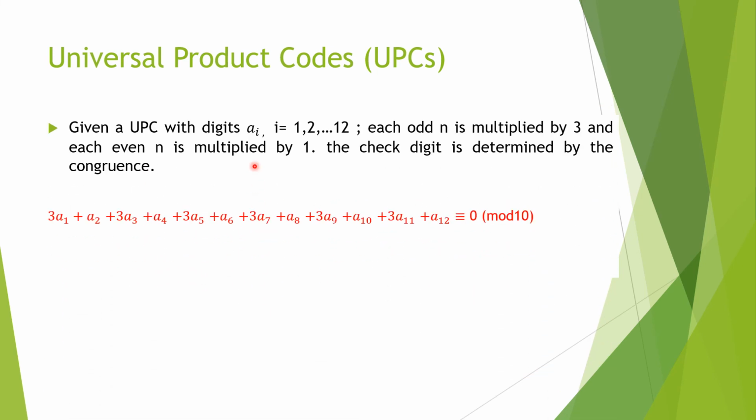Given a UPC with digits a sub i, where i ranges from 1 up to 12, each odd-positioned digit is multiplied by 3 and each even-positioned digit is multiplied by 1. The check digit is determined by the congruence 3a sub 1 plus a sub 2 plus 3a sub 3, up to plus 3a sub 11 plus a sub 12, congruent to 0 modulo 10.